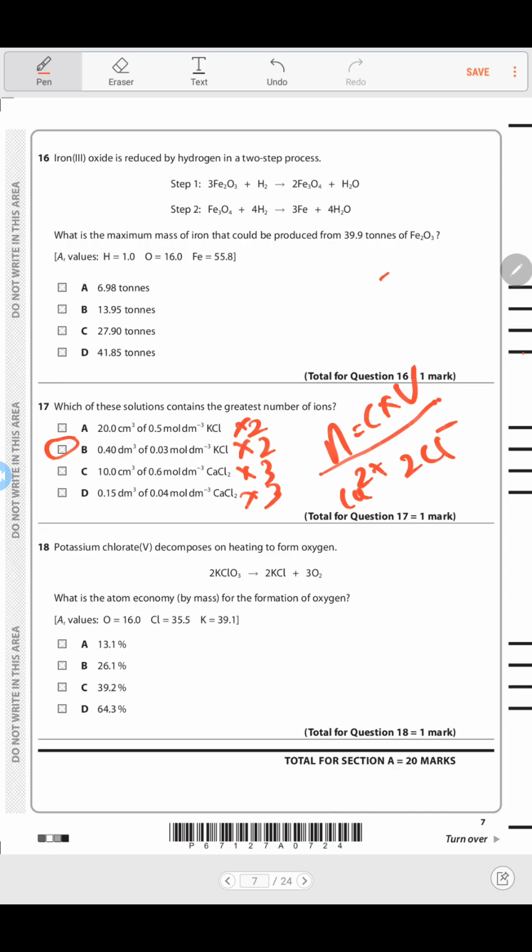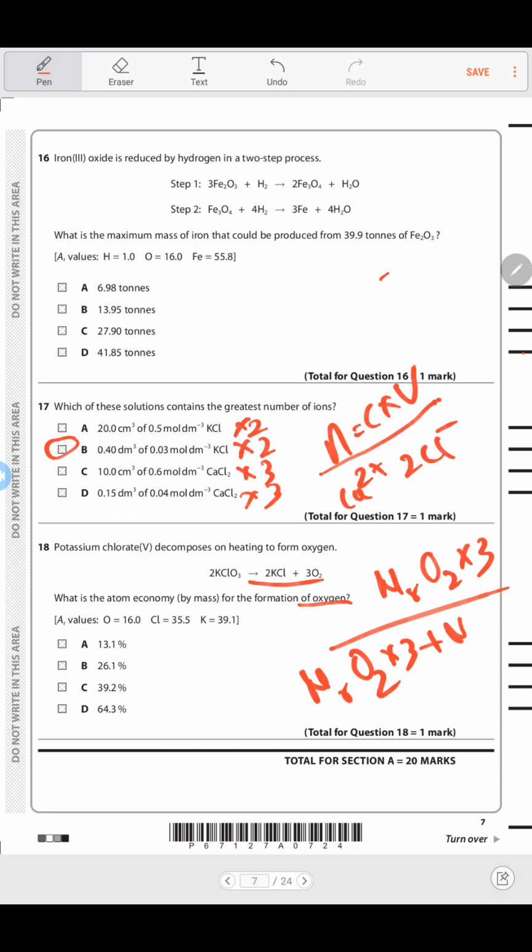Atom economy questions are really easy. Your desired product is oxygen. So get the MR of oxygen times 3, over the sum of the MR of all the products. So I need the MR of oxygen times 3 plus the MR of KCl times 2. Get the percentage, and the answer for question number 18 is 39.2. The answer is C. Like that you can do these MCQs simply.